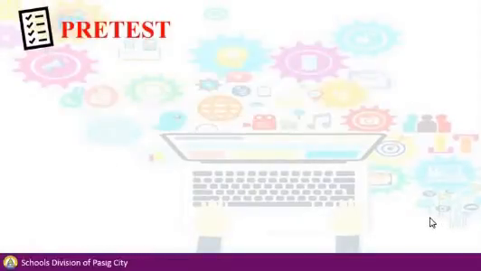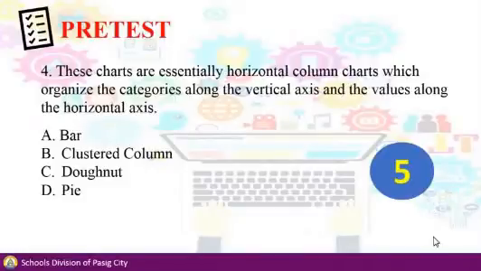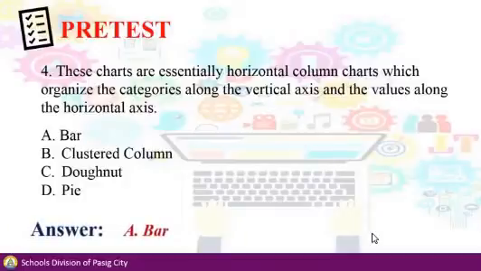Let's have number 4. These charts are essentially horizontal column charts which organize the categories along the vertical axis and the values along the horizontal axis. Letter A, bar, letter B, clustered column, letter C, donut, letter D, pie. The answer is letter A, bar.